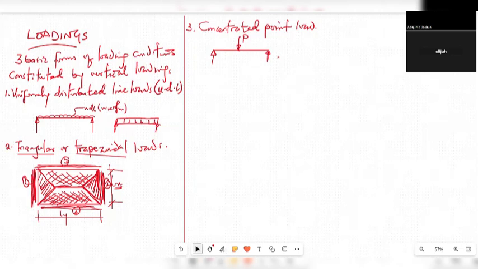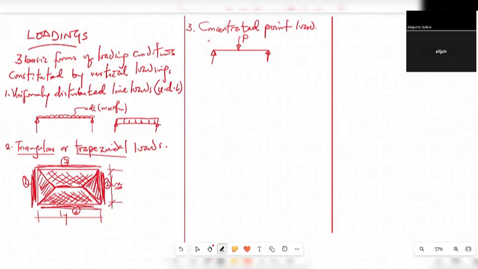Having understood these three basic forms of loading condition, another thing that will be very important for us to know is, as I told you yesterday, the loading sequence, that is load transfer sequence, how load is being transferred in a structure. So I'll make a simple illustration.